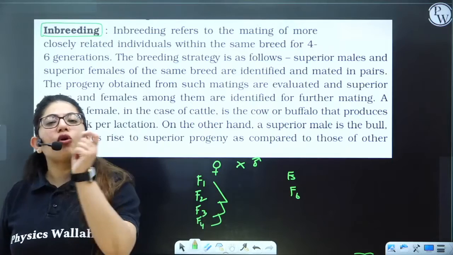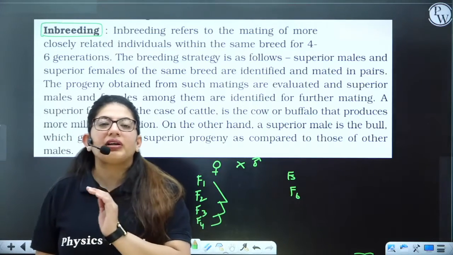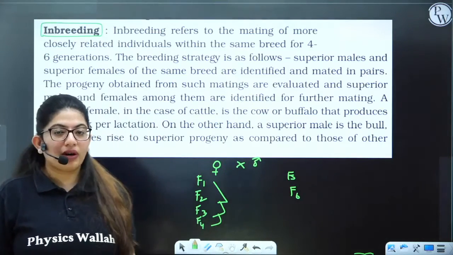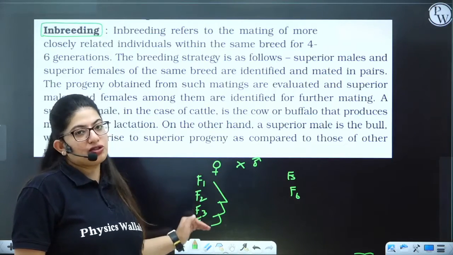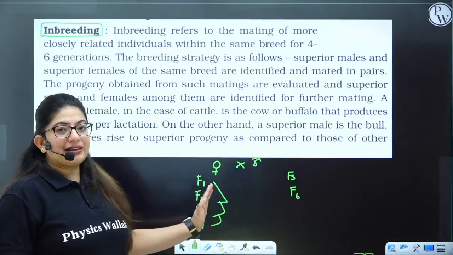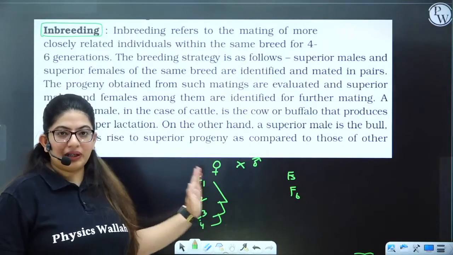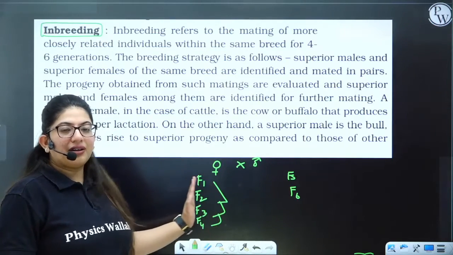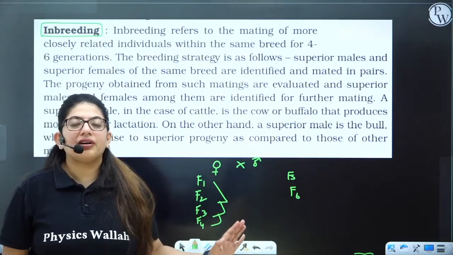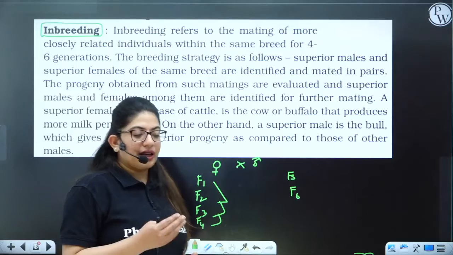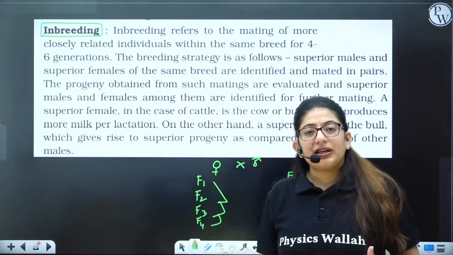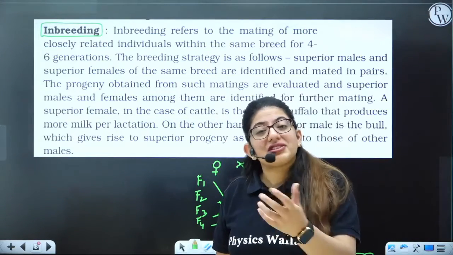So whenever you don't want to suppress that good character, you make pure lines. All of these have one good character, and that goes from one generation to another. If you let them breed with another breed, or an organism unrelated by generation, that character gets suppressed. But it also has a lot of disadvantages.